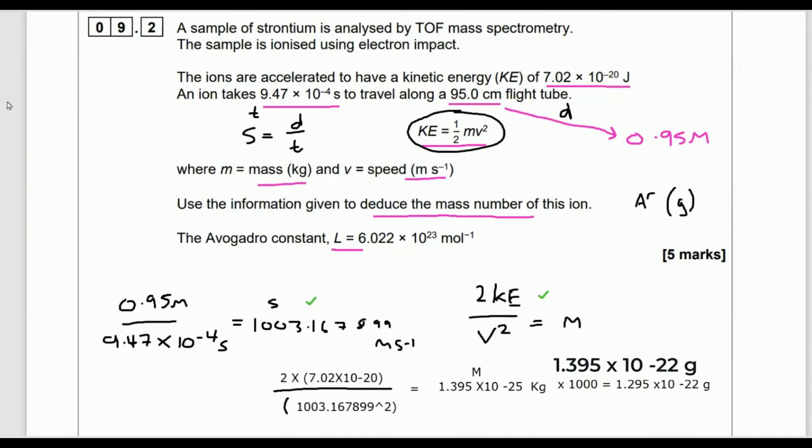What do we need to do next? Well, we've got the mass of 1 ion, but we need the mass of a mole of ions. Guess what? We've been given Avogadro's constant that you can call L. And that's 6.022 times 10 to the 23. So if we want to find out the mass of 1 mole of these ions, which is the mass number, we're going to times it by 6.022 times 10 to the 23. And that's going to give us a whole mole of the ions, which is going to be equivalent to the mass number.